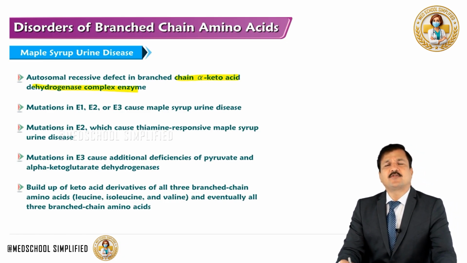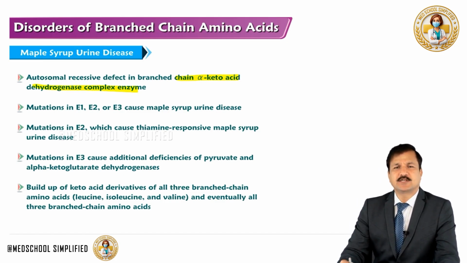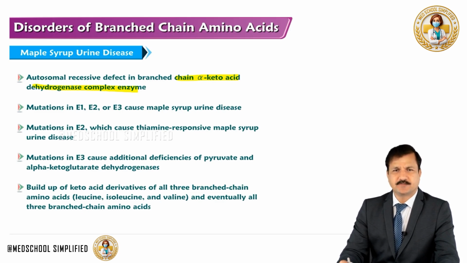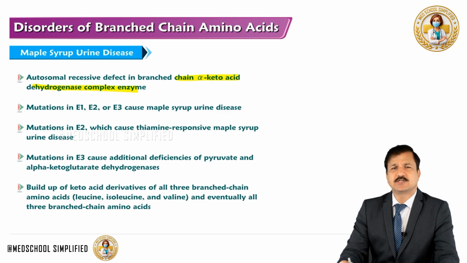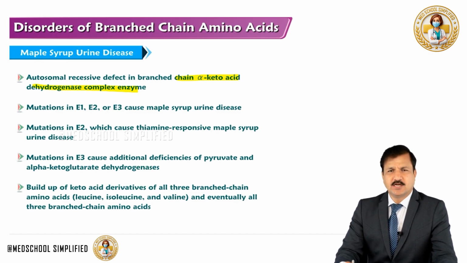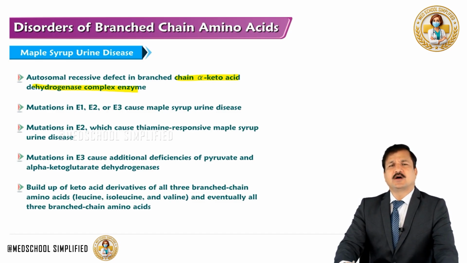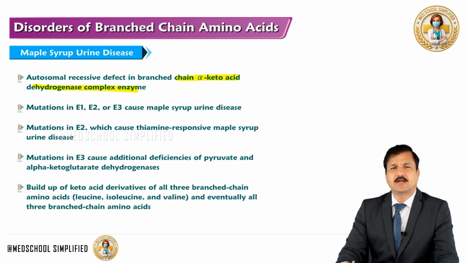Now, this branched chain alpha-ketoacid dehydrogenase complex enzyme has E1, E2, E3 subunits, and similar enzymes which contain E1, E2, E3 subunits are the pyruvate dehydrogenase complex, which is involved in the conversion of pyruvate into acetyl-CoA, and then we have the alpha-ketoglutarate dehydrogenase complex in the TCA cycle, that is converting alpha-ketoglutarate into succinyl-CoA, and here the branched chain alpha-ketoacid dehydrogenase enzyme complex.